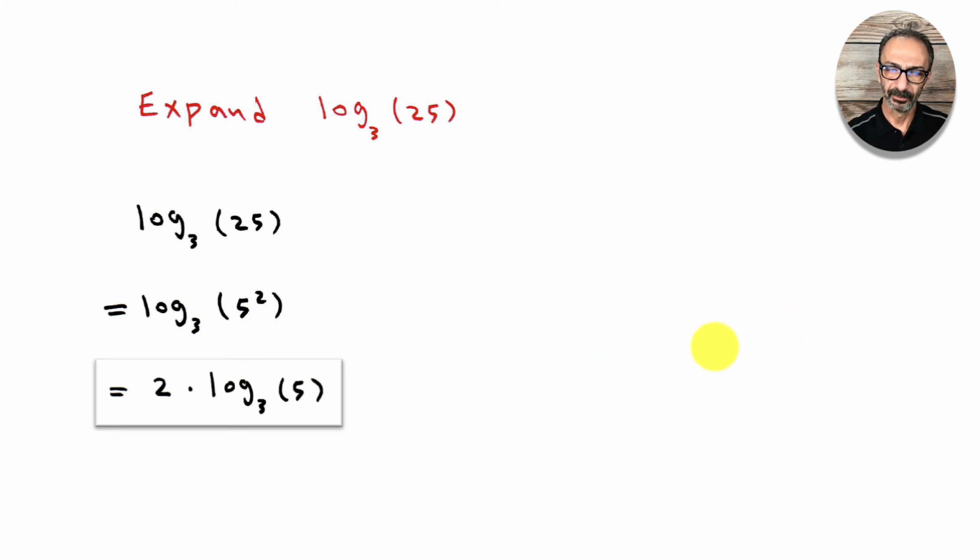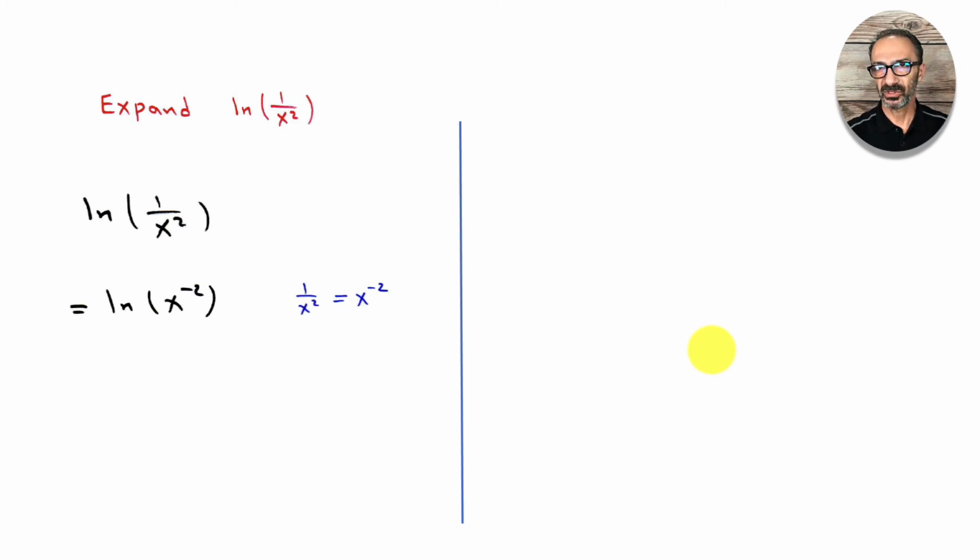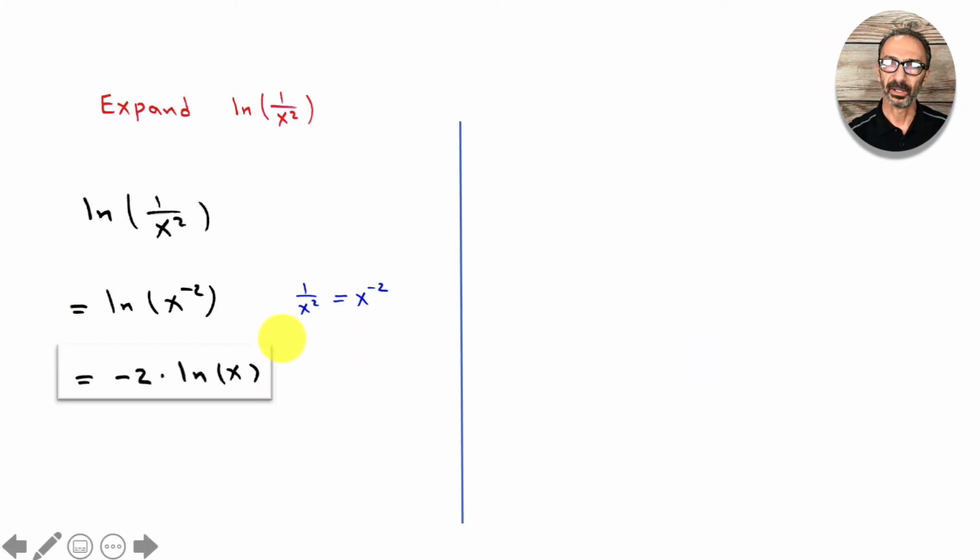One more example. Ln 1 over x to the second. I could think about 1 over x to the second as x to the power negative 2. The reason is 1 over x to the second is equal to x to the power negative 2. Those are properties of powers in math. Once I do that, I could pull the minus 2 up front, and we're done.